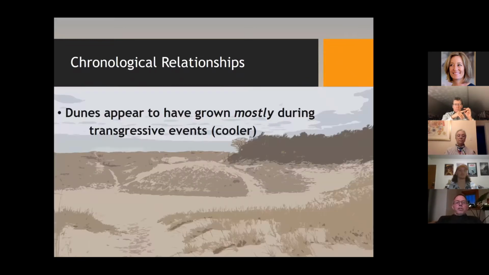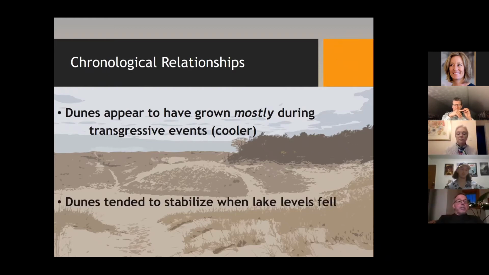So what we've concluded is that the dunes have grown mostly during periods of time when the lake was rising in the past, and as the lake was rising, it was pushing sand up onto platforms that then could be blown by the wind, and that the dunes tended to stabilize when the lake fell and the supply of sand was sort of cut off. And that's different from the original model. There have been well over 25 articles published about this stuff. And it's been pretty cool.